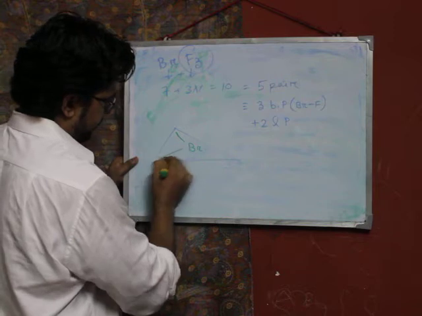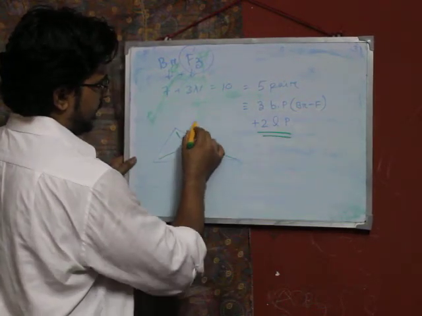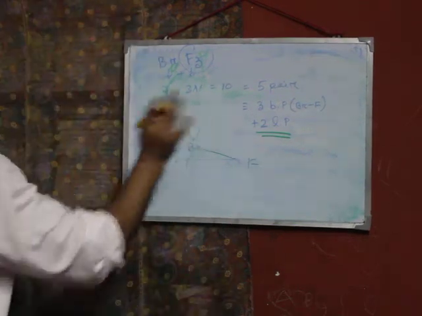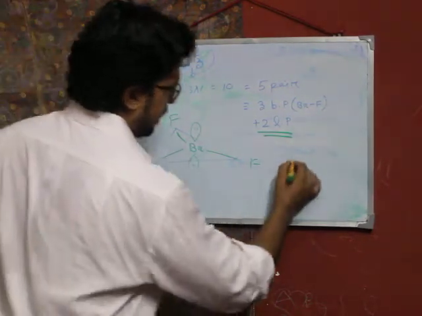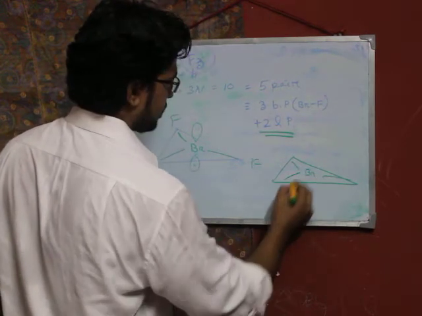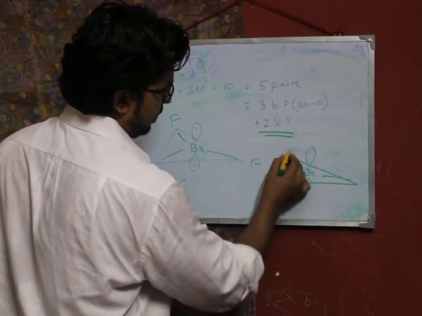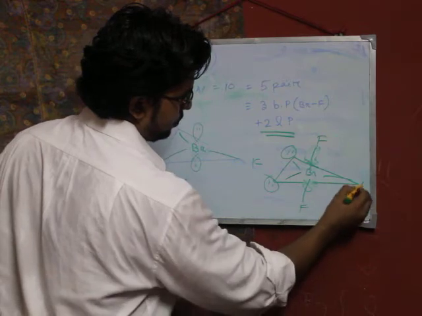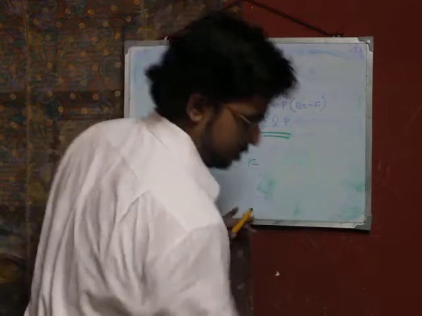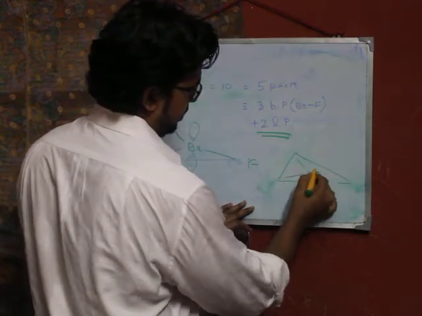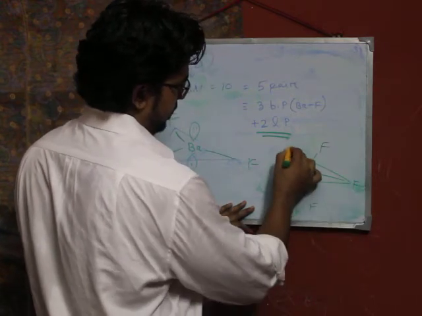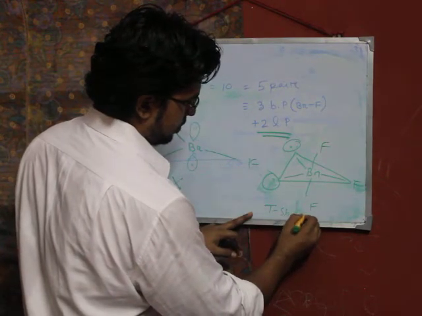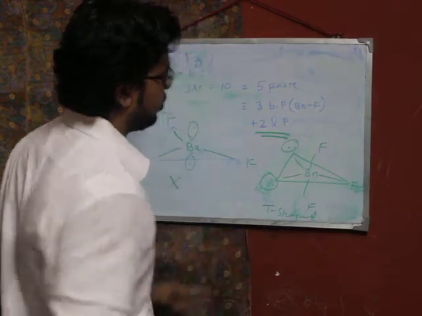Now two possibilities are there. These two lone pairs can occupy the axial position, and the 3 fluorine atoms can be in the equatorial position, but this is wrong, because we all know that in case of TBP structure, the lone pair will occupy the equatorial position. So the fluorines are present here, and the lone pair is present in the equatorial position, and actually this is a T-shaped molecule. T-shaped molecule, right?